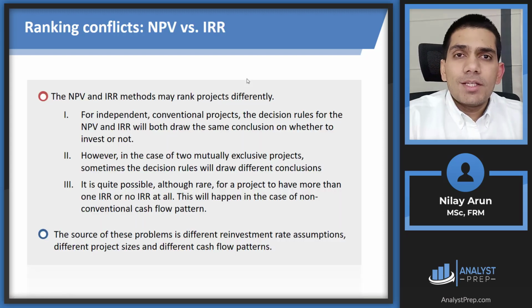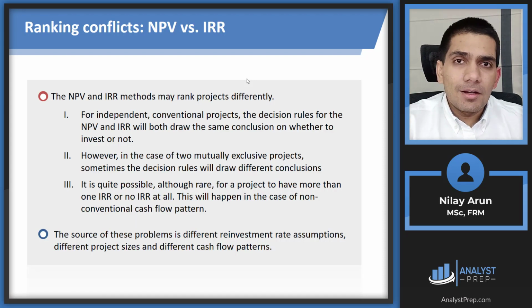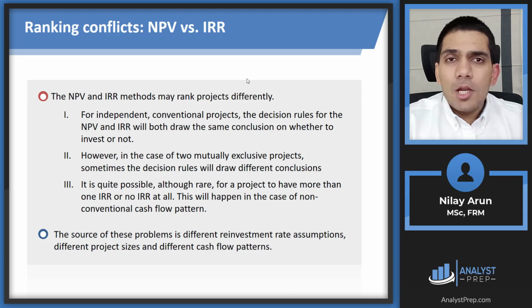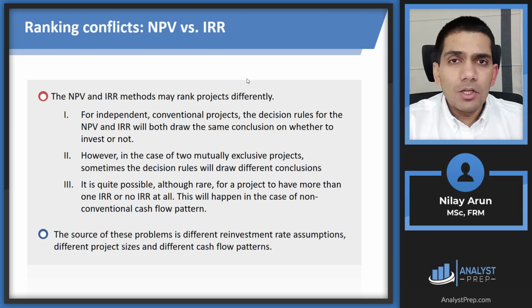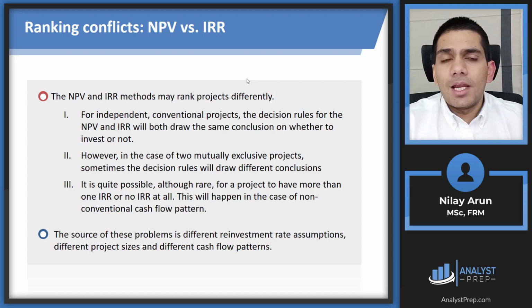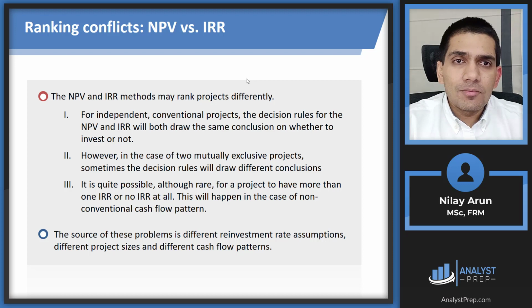Now the ranking conflicts between NPV and IRR. Usually NPV and IRR will agree on the final outcome because we typically look at projects that are independent and projects that have conventional cash flows. Conventional cash flows means that the sign is changing only once. So you have negative followed by positive. So for such projects, NPV and IRR will give you the same conclusion.